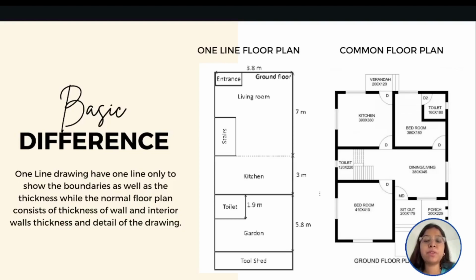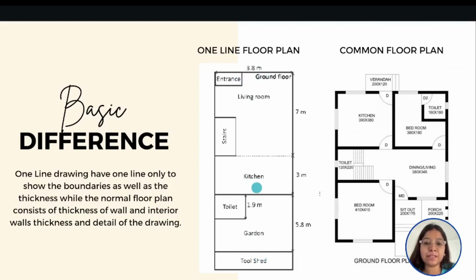So the basic difference between the one line floor plan and the common floor plan that we do, or the detailed floor plan, is that you can see here one line diagram have one line only, that means the exterior and the interior lines, and there is no thickness, while the normal floor plan have the thickness of the wall. We have stairs here, we have the doors, windows, we have the lines for the doors and windows also. That means it's a detailed drawing, but one line floor plan is just a simplified version and very easy to do, and it gives us an idea of the space as well, where to do the things.